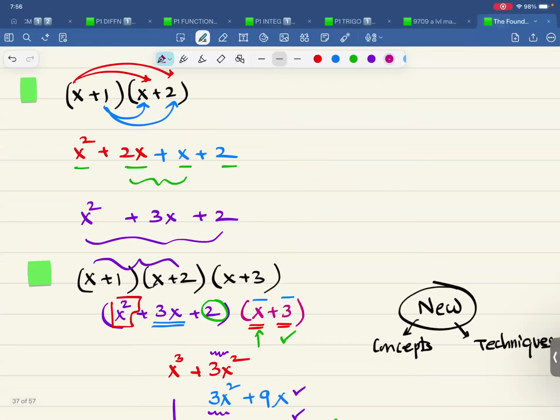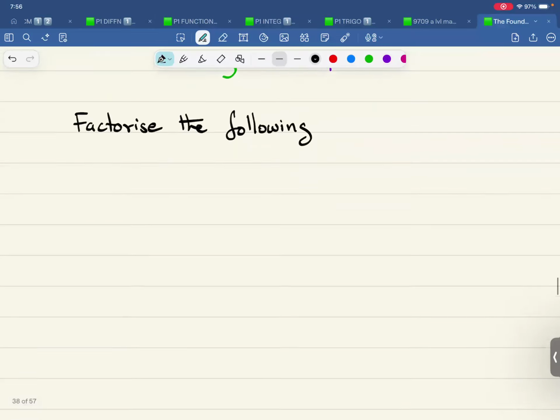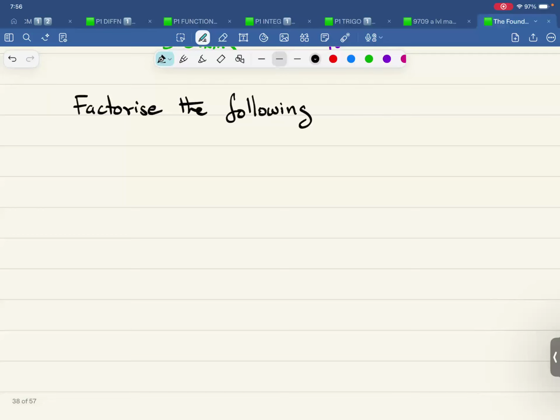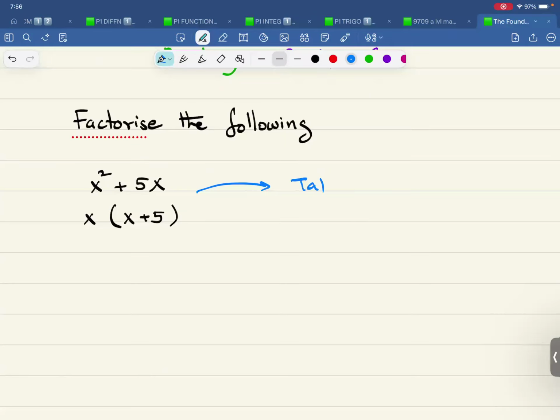For example, let me just start with the first one. If I say factorize the following, keep in mind there is no equation over here. We are simply factorizing. So this is x square plus 5x. If I want to factorize, I'll take x common out. This is x plus 5. This is factorization, so this falls into the category of take common.